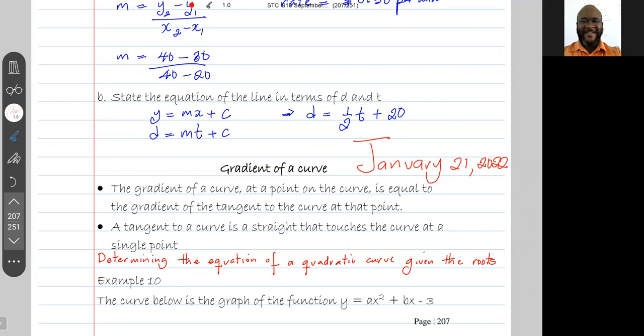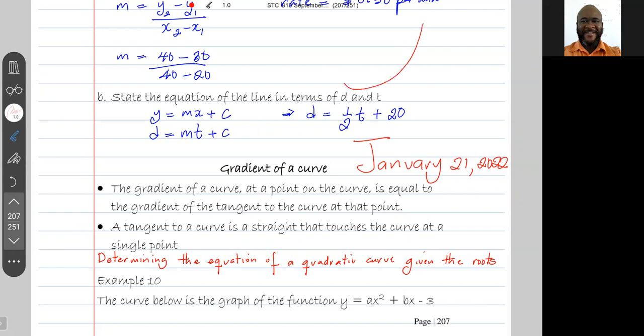So we've already looked at finding the gradient of a straight line using the formula m is equal to y2 minus y1 over x2 minus x1. And that is when we know the coordinates of any 2 points on the line. The gradient of a straight line is a constant, it doesn't change. However, the gradient of a curve is changing all the time.